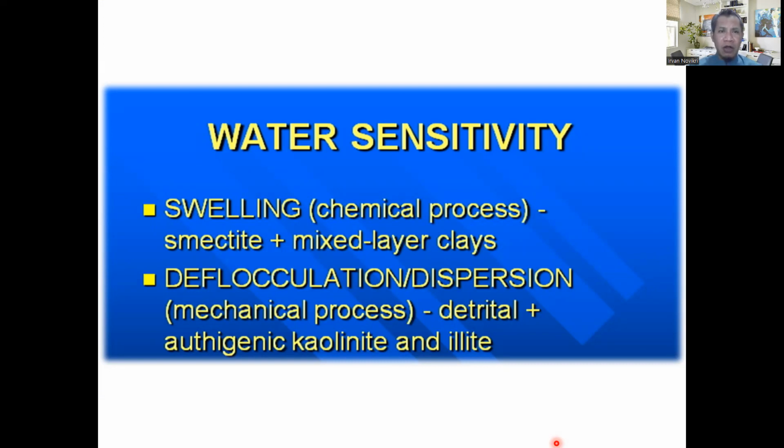Then there's what people call deflocculation and dispersion, which is more of a mechanical process. The result of these two processes is pretty much the same: you get the clay occupying a large volume, plugging up the pore space. The mechanical process involves detrital and authigenic kaolinite and illite, and these clays are incredibly common in most clastic reservoirs, especially, for example, in the Alberta Basin and BC.